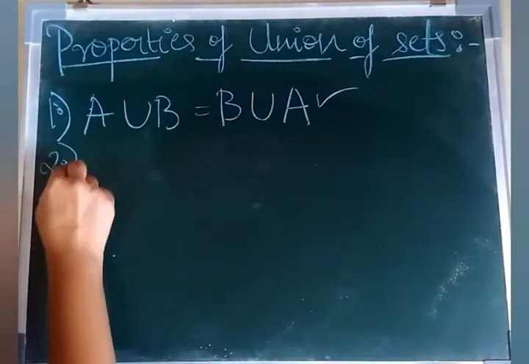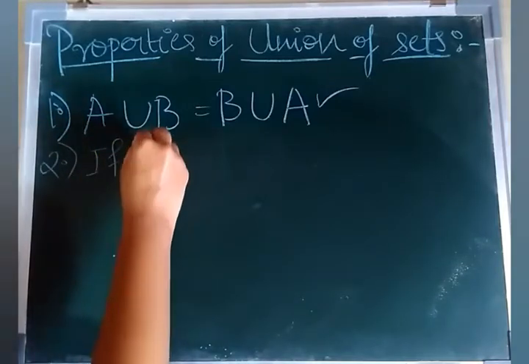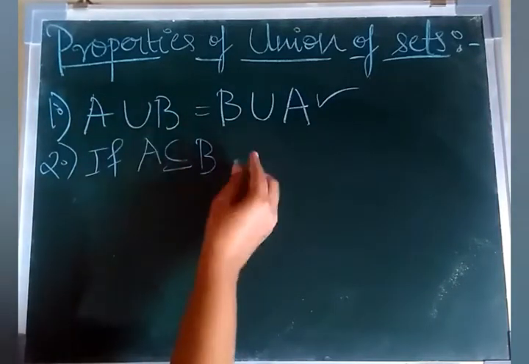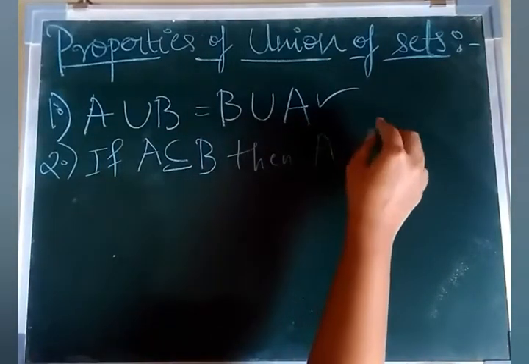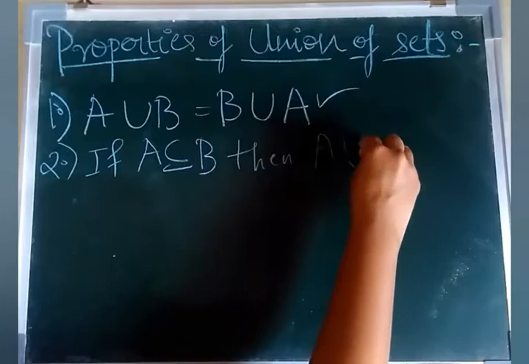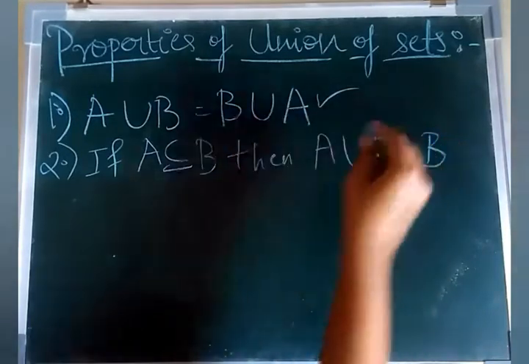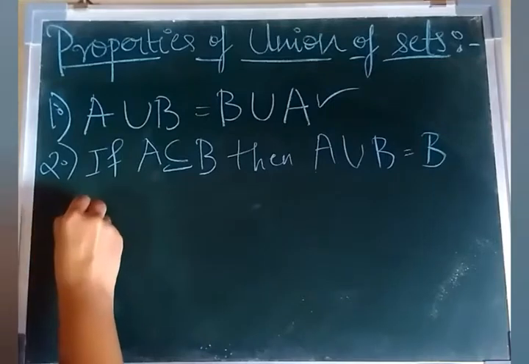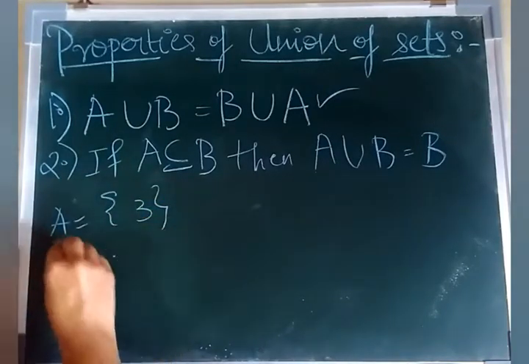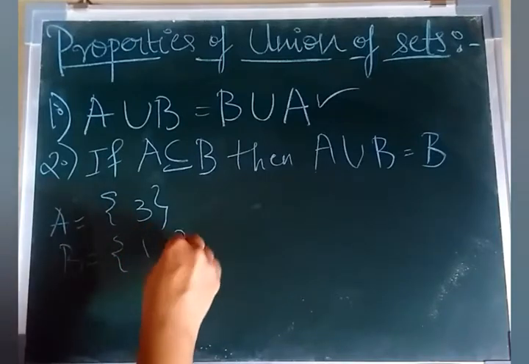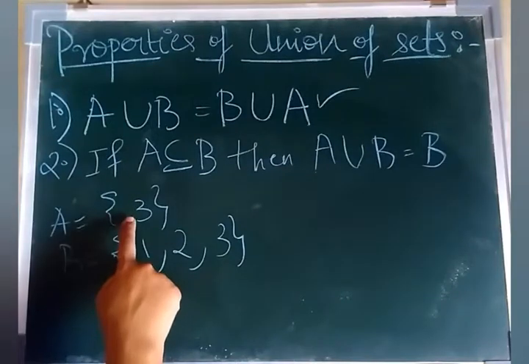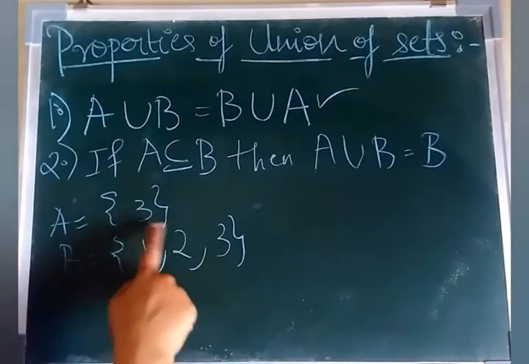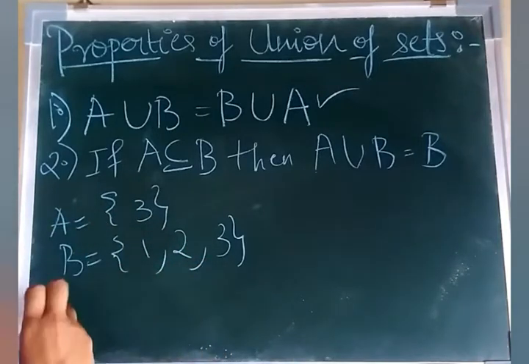Now the second property is, if A is a subset of B, then A union B is the same as B. Take an example. Suppose A is the singleton set {3} and B is {1, 2, 3}. Now here A is a subset of B because every element in A is in B. There is only one element, that is 3, and 3 is in B also. So A is a subset of B.